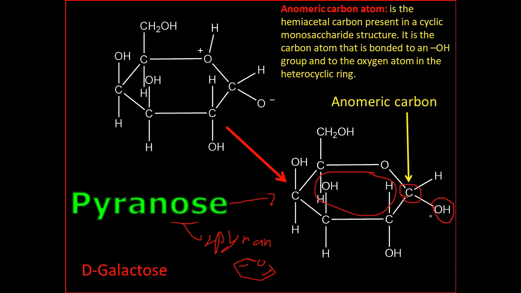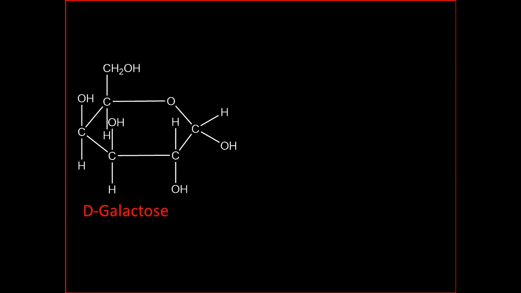In layman's terms, it is the carbon in a heterocyclic ring that is bonded by an OH or what you call the alcohol group. And while it is bonded to the alcohol group, it is also bonded to the oxygen in a heterocyclic ring. Okay, so that will be the name of that carbon. Let's go to the next one.